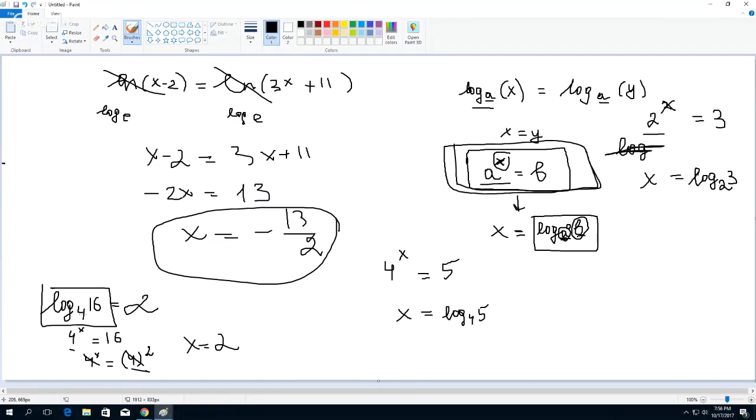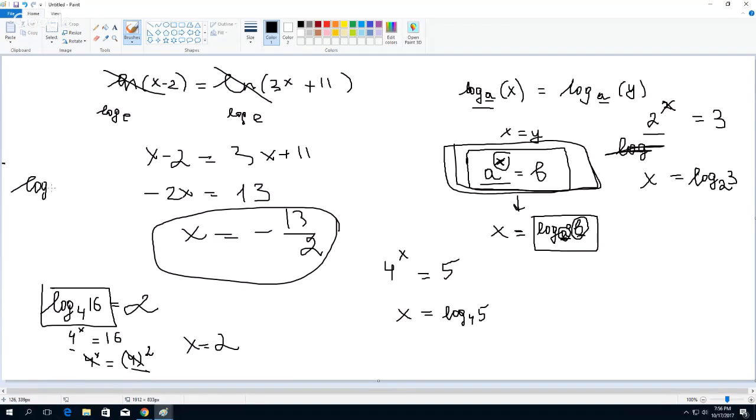Interesting. Okay, that's not too hard. Yeah, and it makes sense because 4 to the second power is 16. Right. Here's the question for you then: log base 3 of 9, what does it equal?